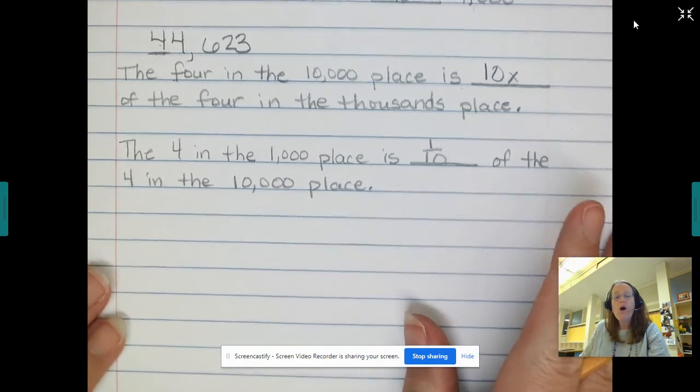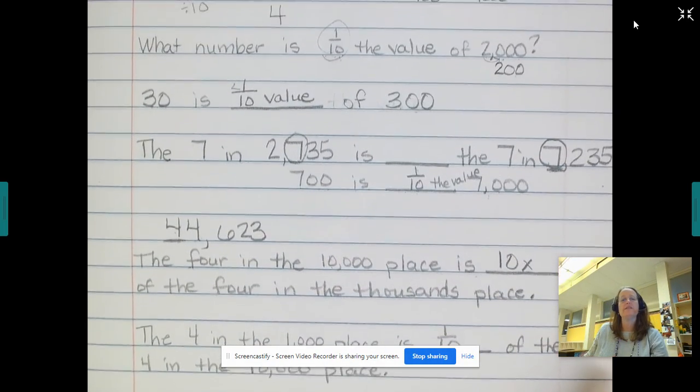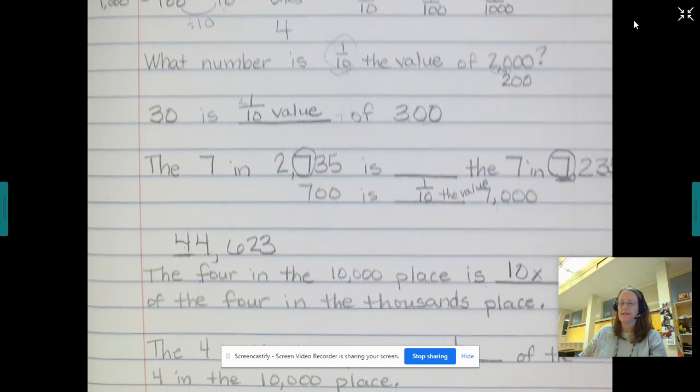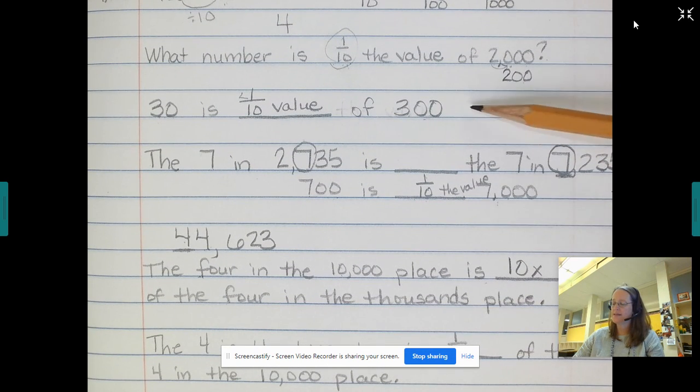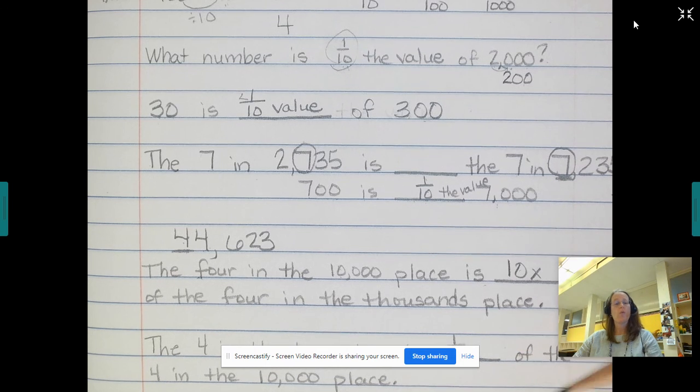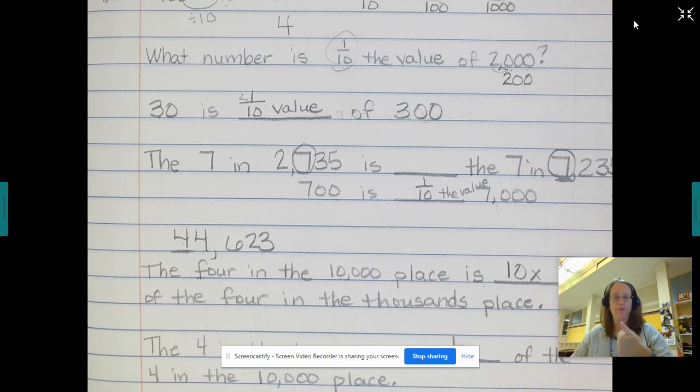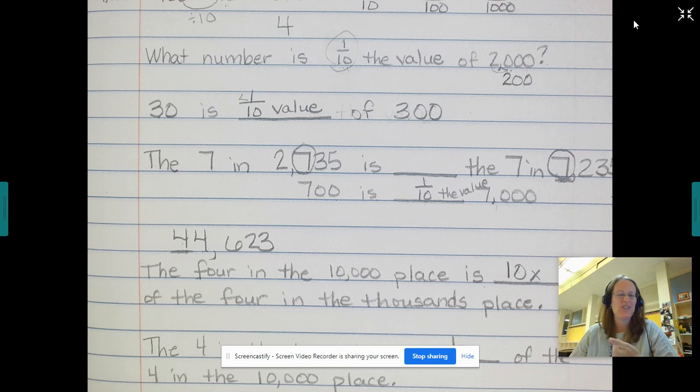Guys, all of these different styles are basically saying the same thing. We need to know our place value, and we need to know the value of digits when they are in those places. Okay? You're going to be great.